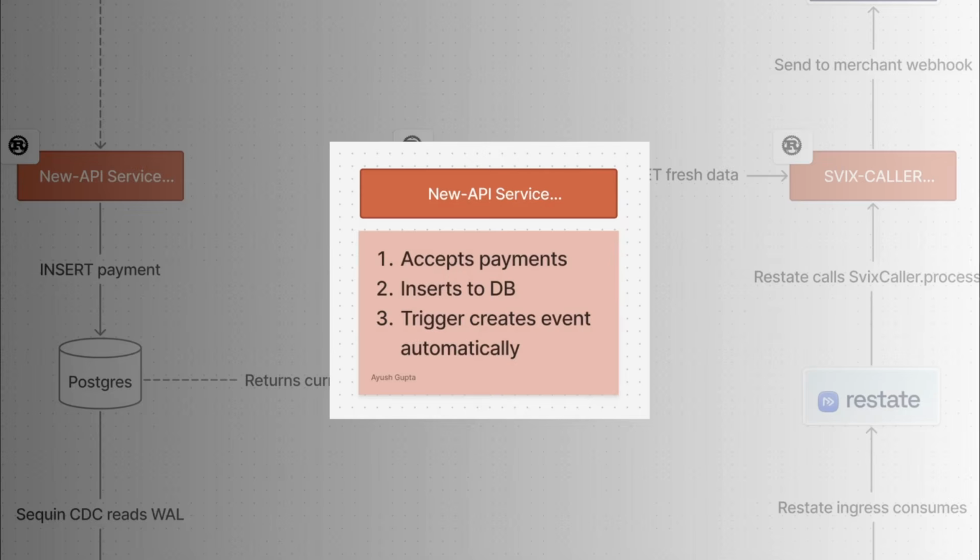Now let's map that to the actual codebase you are seeing. Before proceeding further, in this demo repository we simulate production using 3 core services. The first service is our new API service, the payment entry point. It accepts POST payment, writes the payment to Postgres, and triggers a domain event.